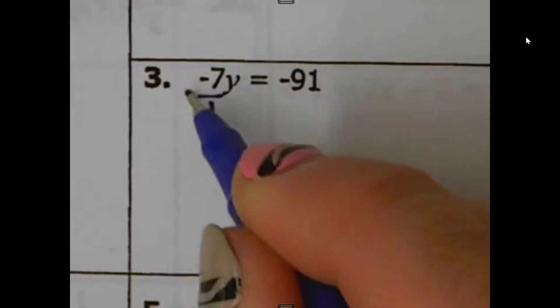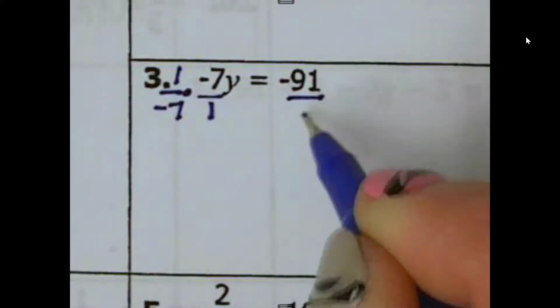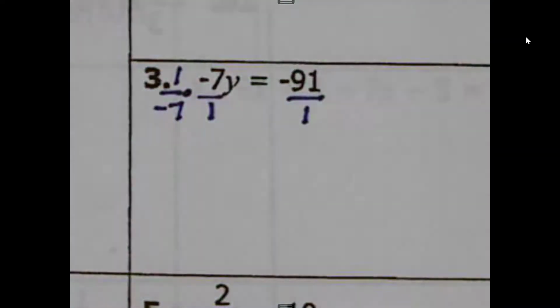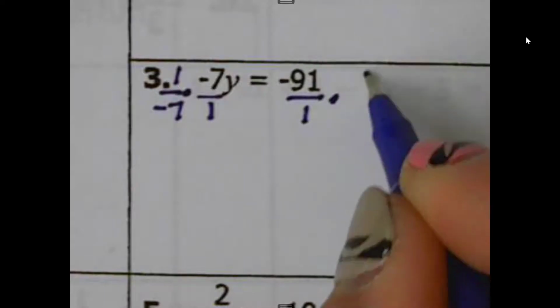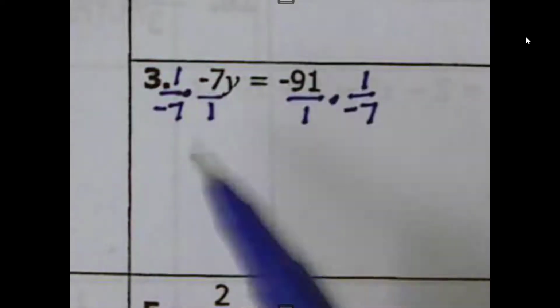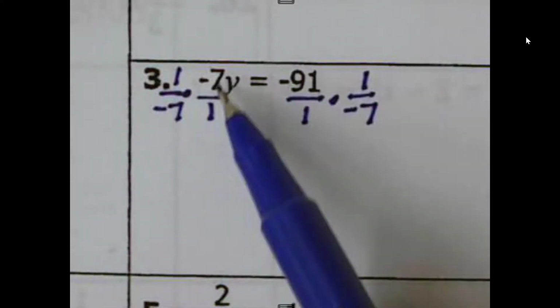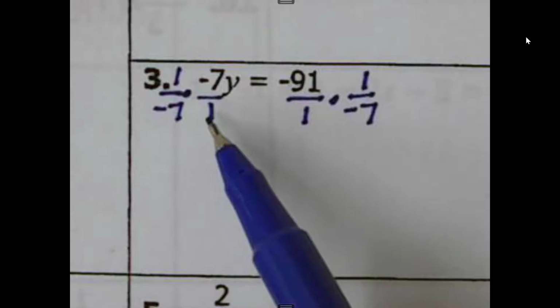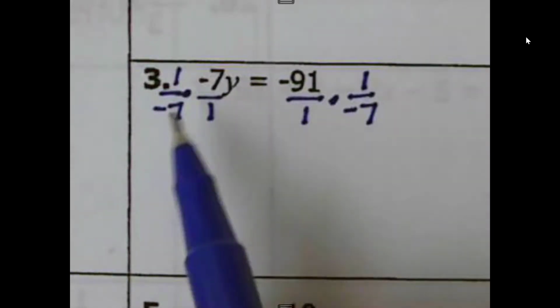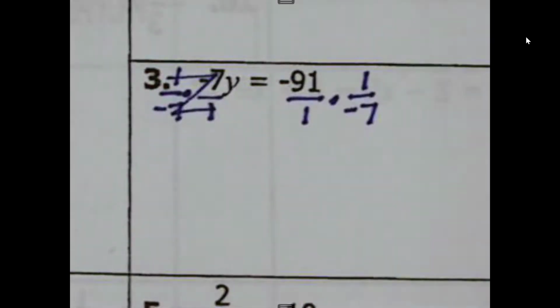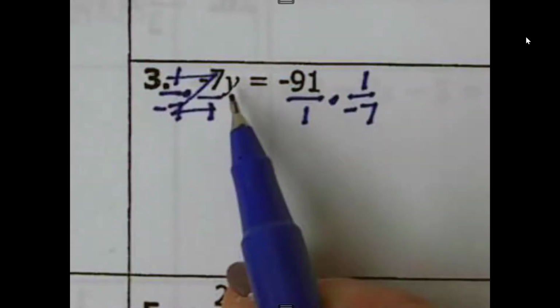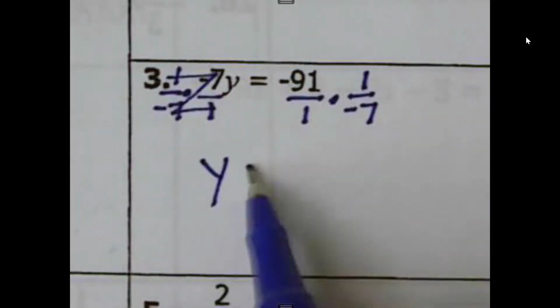So I am going to multiply both sides by 1 over negative 7. I put a 1 underneath the negative 91. I'm going to times by 1 over negative 7. Now notice I took the negative with it. The reason being negative 1/7 times negative 7 over 1, and negative times a negative is a positive. That gives us 1. Okay, and that's what we're trying to do, is just get that y isolated.